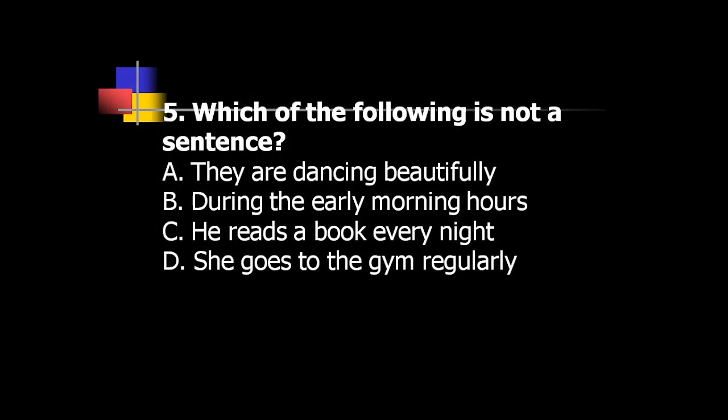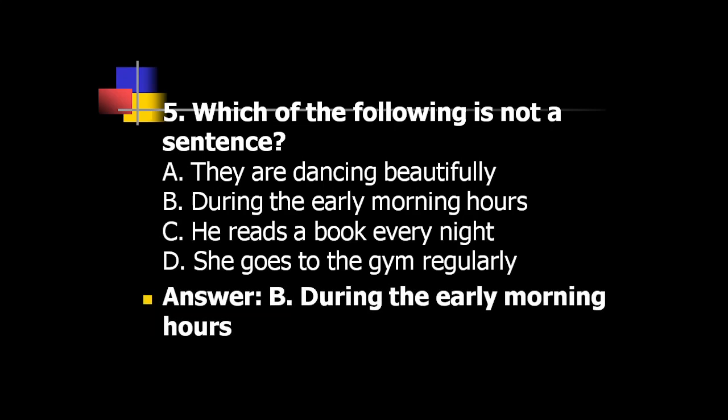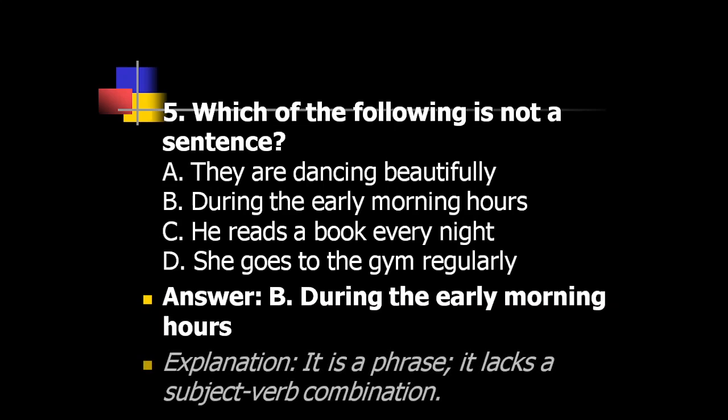Which of the following is not a sentence? They are dancing beautifully. During the early morning hours, he reads a book every night. She goes to the gym regularly. The answer is B, because there is no verb in it, during the early morning hours. It is a phrase because it doesn't have a subject-verb combination. It lacks a subject-verb combination.